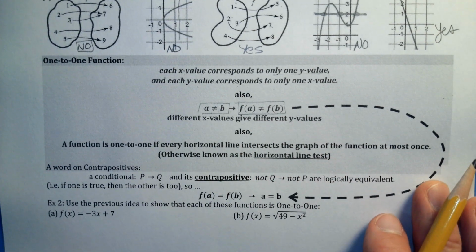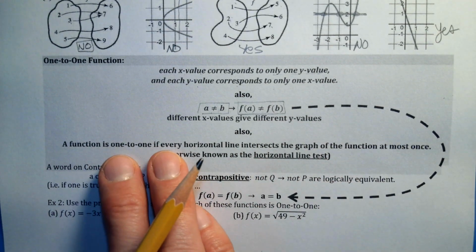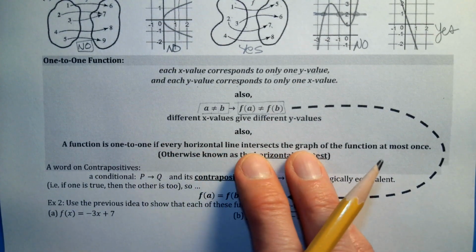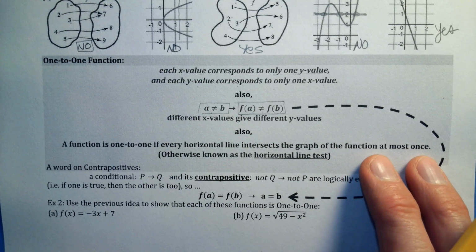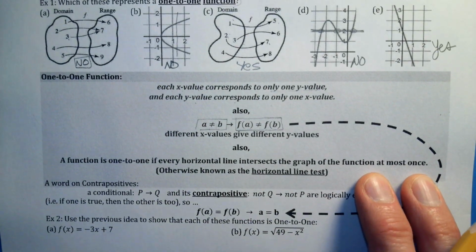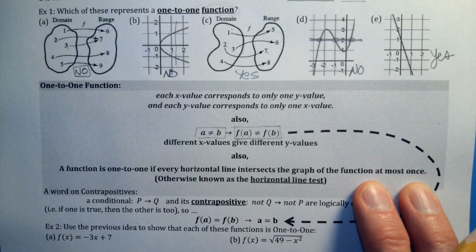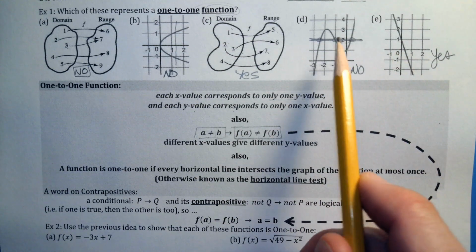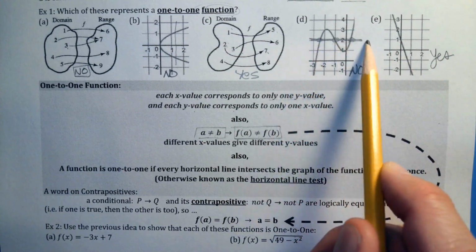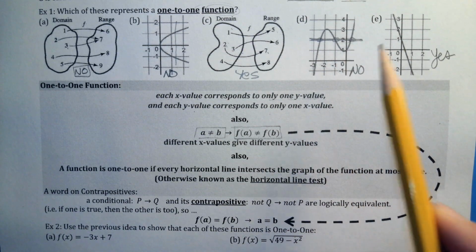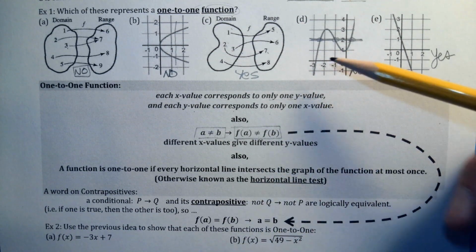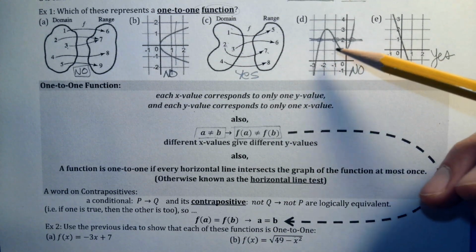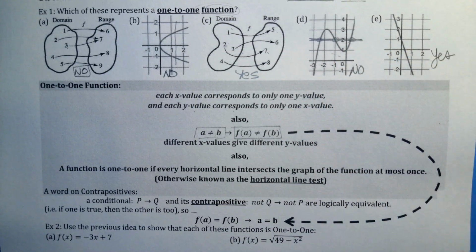Okay. Now, a function is one-to-one if every horizontal line intersects the graph of the function at most once. Depending on the function, it may not intersect it at all, but not more than once. So if you can find any horizontal line that crosses it in more than one spot, then it's not one-to-one. Now this one is a function, it just is not a one-to-one function.